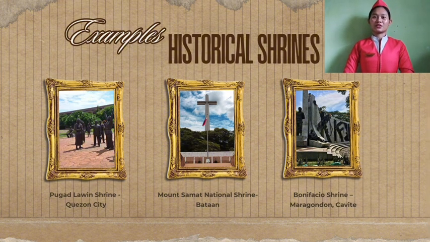Last is the Bonifacio Shrine in Maragondon, Cavite, where Andres Bonifacio, leader of the Katipunan, was executed in 1897. The shrine marks the controversial trial and death of Bonifacio, who played a crucial role in the Philippine Revolution. It is a reminder of his significant contribution to Philippine independence.